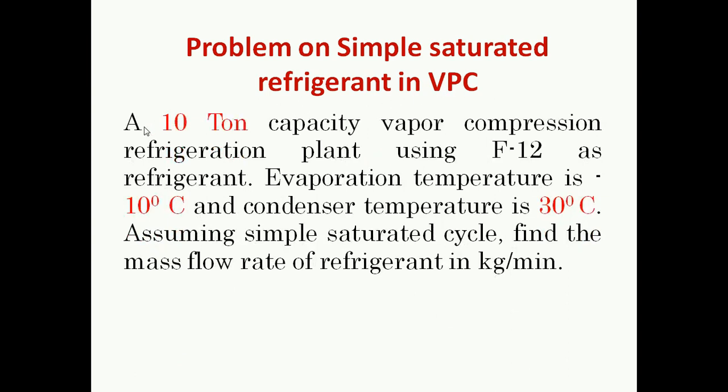Okay, the problem statement is like this: a ton capacity vapor compression refrigeration plant using Freon 12 as the refrigerant. Freon 12, you know, is a banned refrigerant now, because of its high global warming potential. Now it has been replaced with R134a. Anyhow, here in the problem, Freon 12 is given. The evaporation temperature is minus 10 degrees Celsius and the condenser temperature is 30 degrees Celsius.